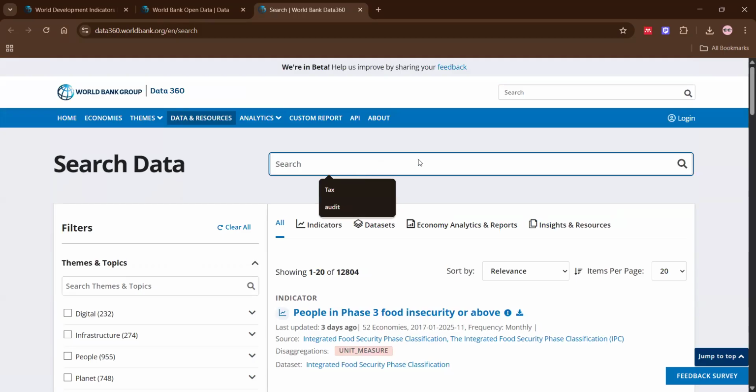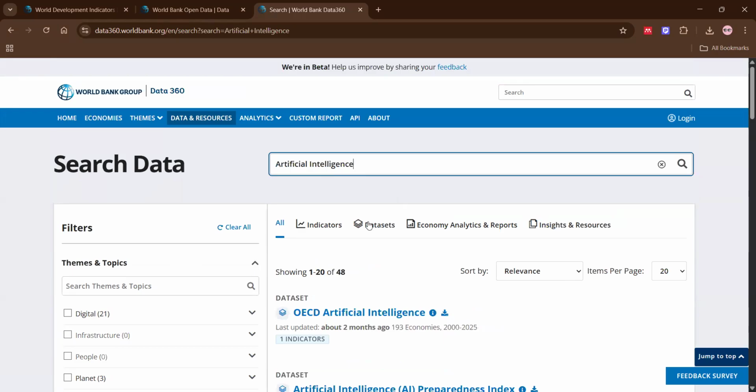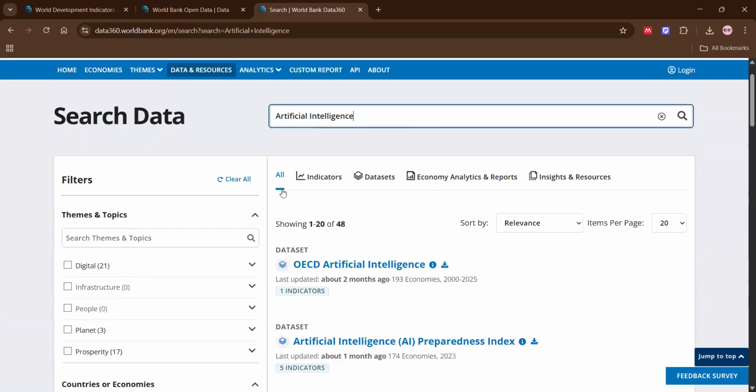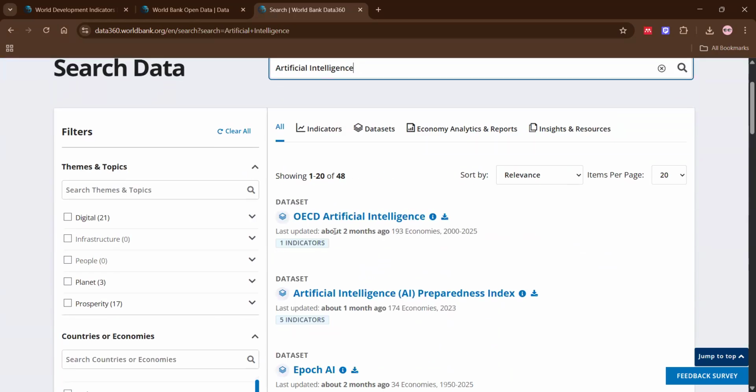So let's say I want to write a paper on artificial intelligence. You can search it here and see if you can get an indicator or a data on it. Okay, so you can see that I searched for artificial intelligence. I have OECD artificial intelligence.